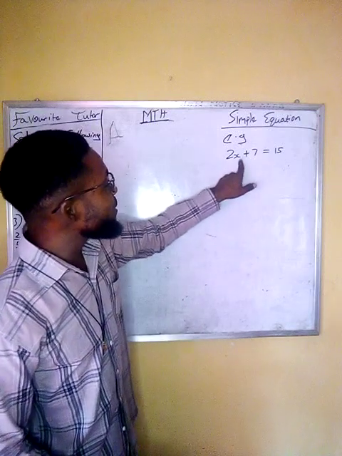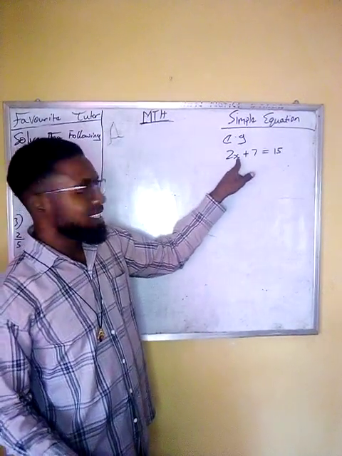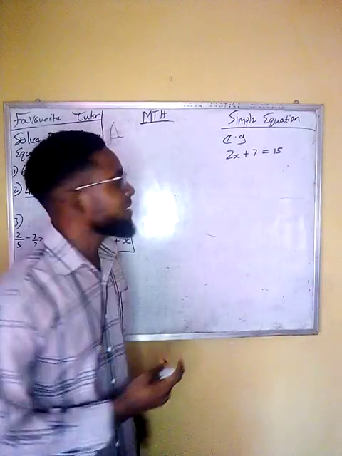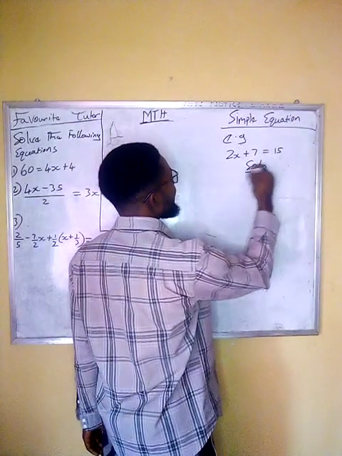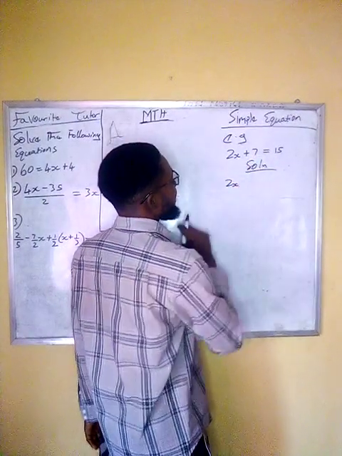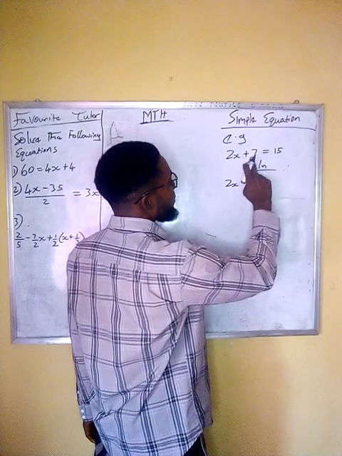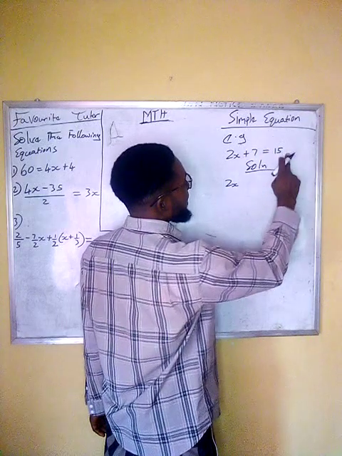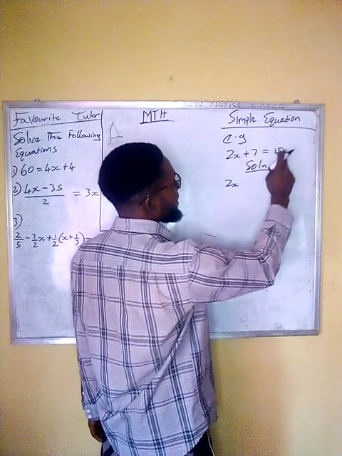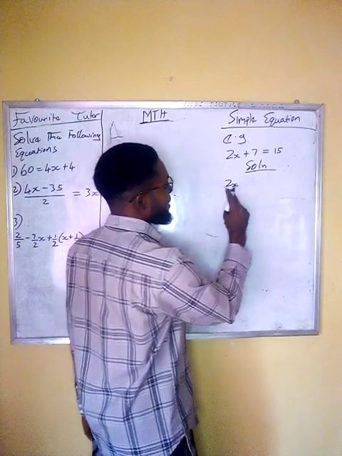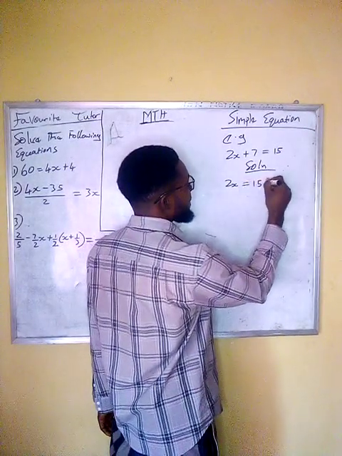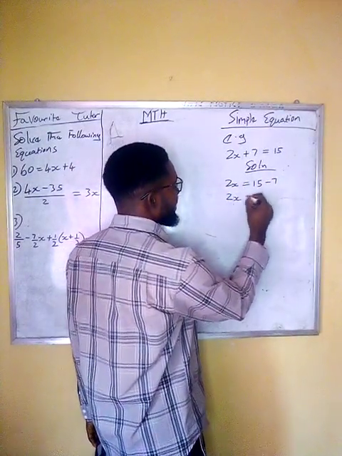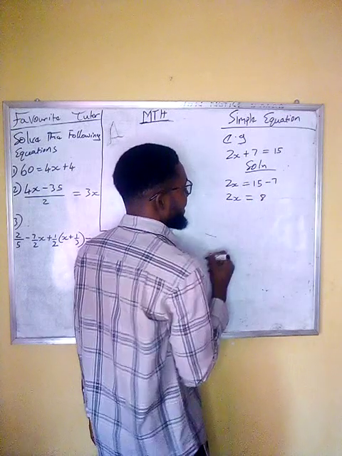Alright, if we were to solve for x, we are going to make x the subject of the equation. Let us solve for x. So therefore, the solution: 2x plus 7. We take plus 7 out to cross over the equality sign, and when it crosses over the equality sign, it changes to minus 7. So therefore, this is 2x equals 15 minus 7. 2x equals 15 minus 7, which is 8.